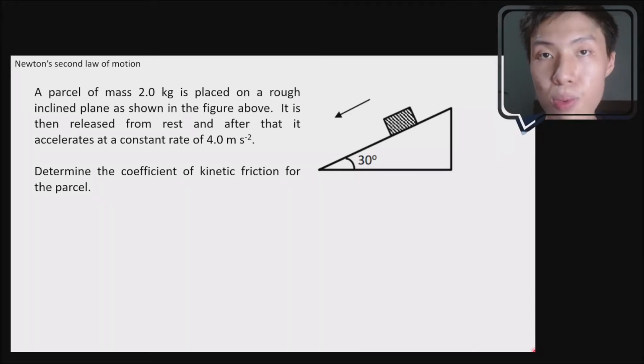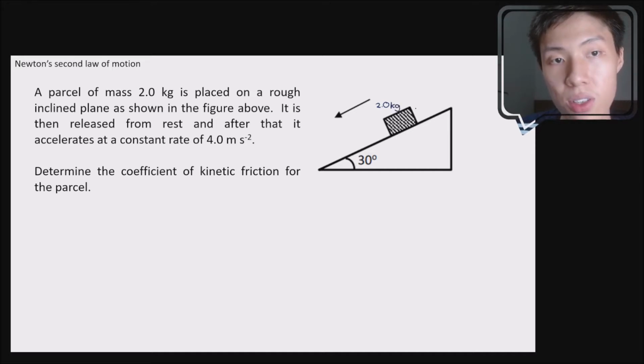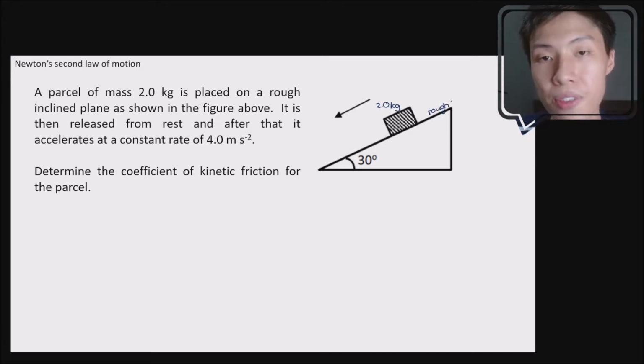Let's try to solve this problem here. So we have a parcel of mass 2 kg. So this is a parcel, then it has mass 2 kg. And now this parcel here is placed on a rough inclined plane, as shown in the figure above.